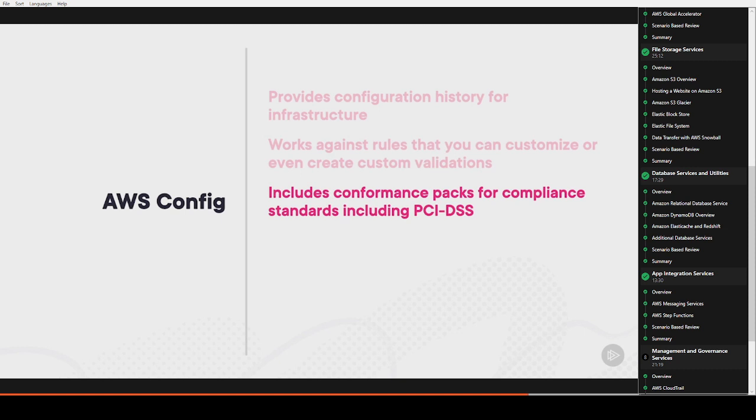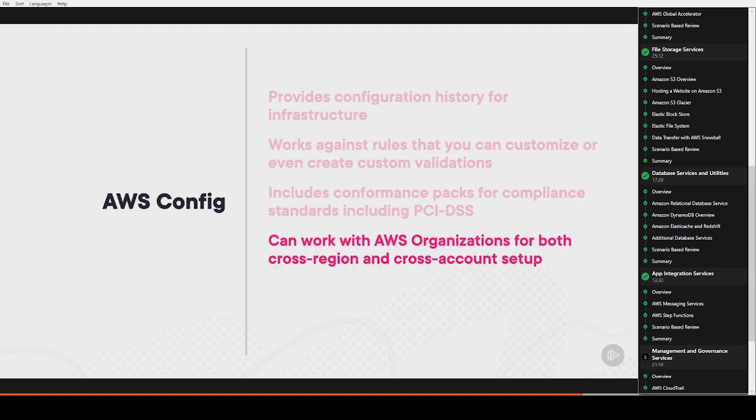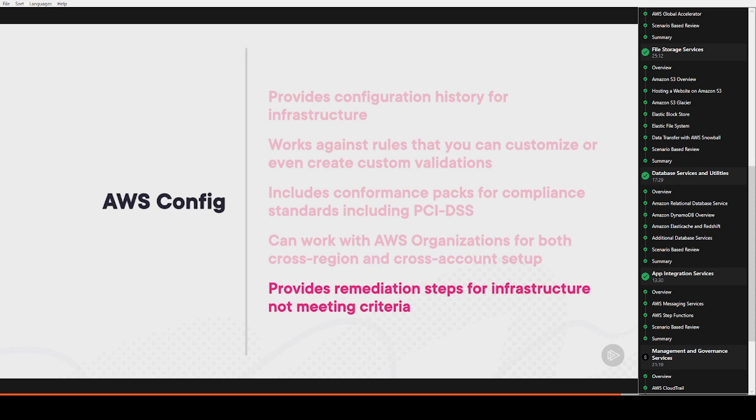Next, it includes conformance packs for compliance standards, including things like PCI DSS. Now that is a standard that if you're going to be accepting payment information, you need to be able to meet this criteria. And to do that, you can follow the rules that are already in place within AWS Config to be sure that the infrastructure that you have is compliant. Now Config can also work within an AWS organization to look at all of your regions as well as all of the separate accounts that you have. And one of the great things about it is that it also provides remediation steps. So if your infrastructure doesn't meet some of these standards, it will give you insight on how you can fix that.